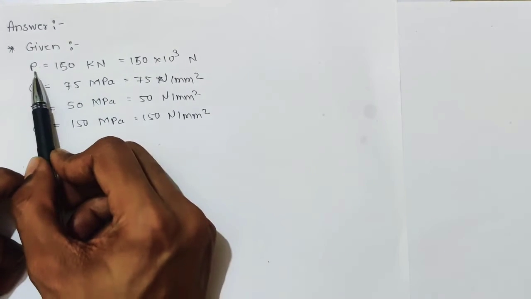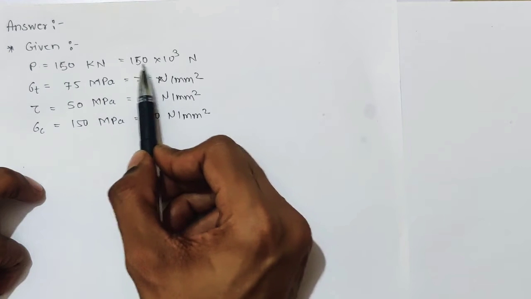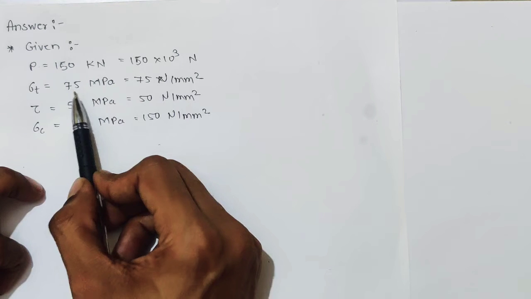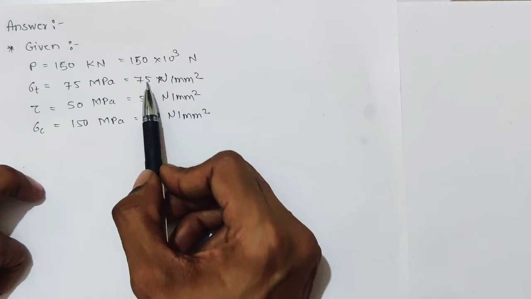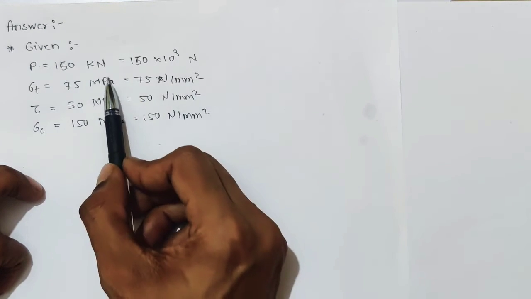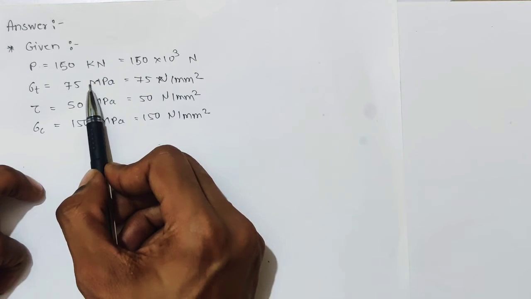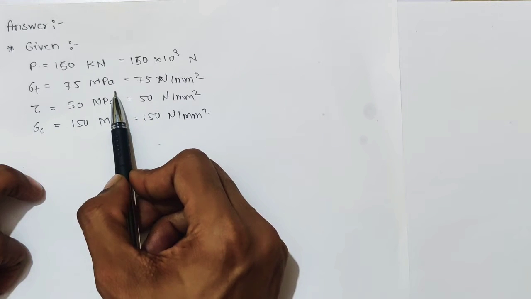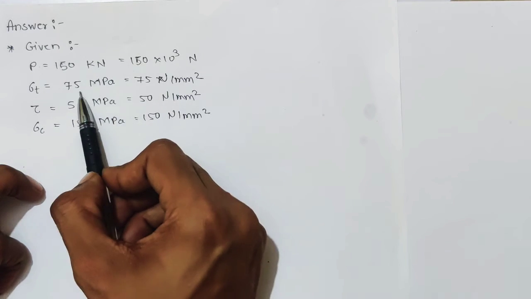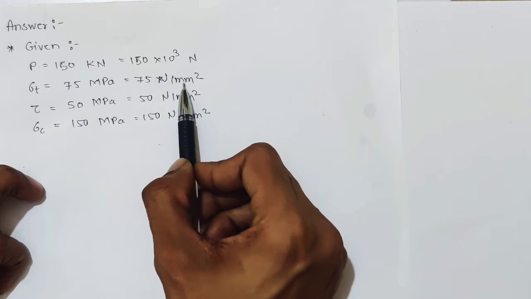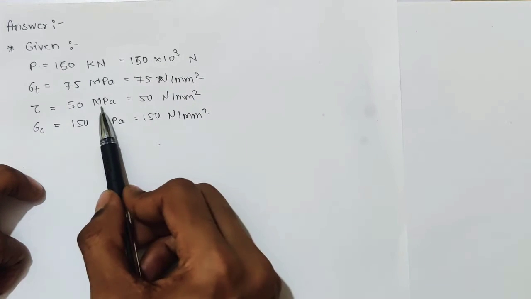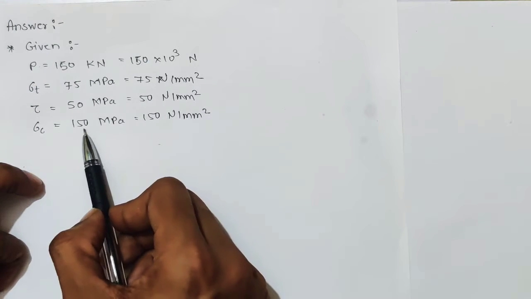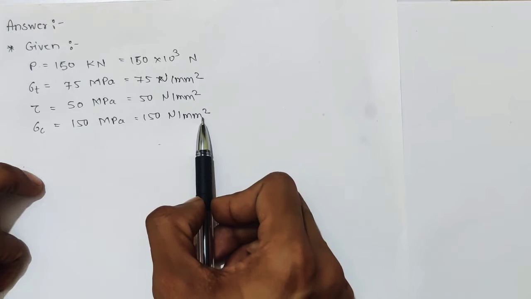Given data: force is 150 kilonewton, so 150 into 10 raised to 3 Newton. Sigma tension, sigma T, is given as 75 megapascal. Megapascal is nothing but Newton per mm square. Pascal is Newton per meter square, mega is 10 raised to 6. So Newton per meter square, meter into millimeter, again it will become 10 raised to 6 millimeter square. So 10 raised to 6 gets cancelled: 75 Newton per mm square. Tau is 50 megapascal, so shear stress is 50 Newton per mm square. Sigma C is 150 megapascal, so 150 Newton per mm square is given.